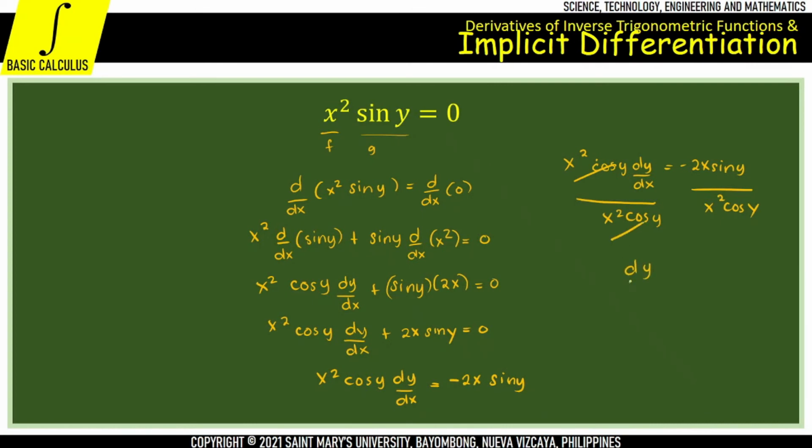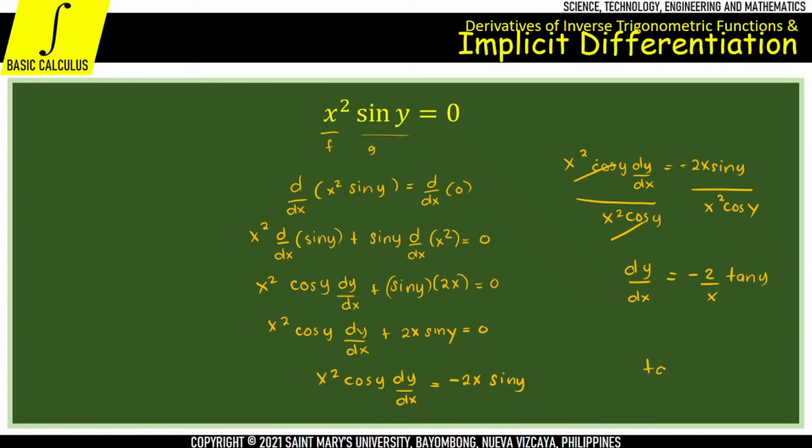So we have dy all over dx is equal to, ayan, so simplify na natin, negative 2x all over x squared. So, kakancel natin yung x sa taas and then natira is isang x sa baba. So, we have negative 2 all over x. Next, sine y all over cosine y is also equivalent to, okay, we have tangent of y. Therefore, dy all over dx is equal to negative 2 all over x tangent of y.